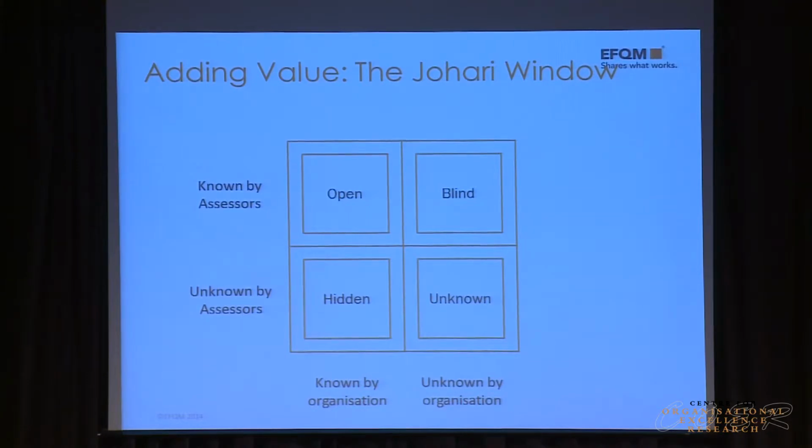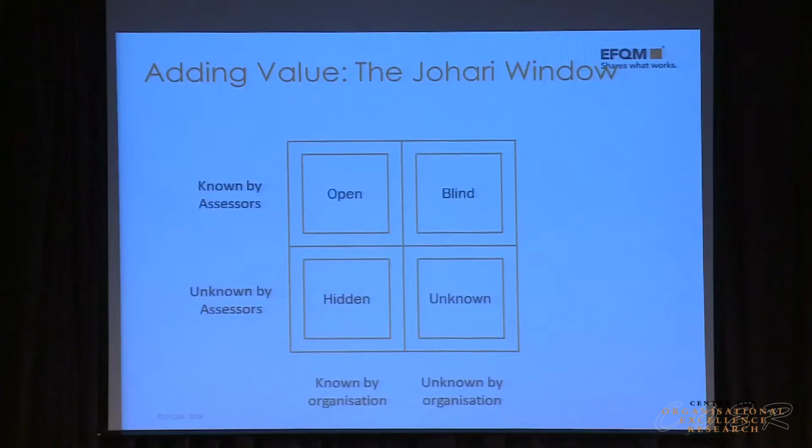Now, when assessors look at an organization, they are going to see certain things. People within the organization may see different things of themselves. Remember, assessors come from the outside. They don't know the organization at first. They get a document from the organization, then they can start to look into it.